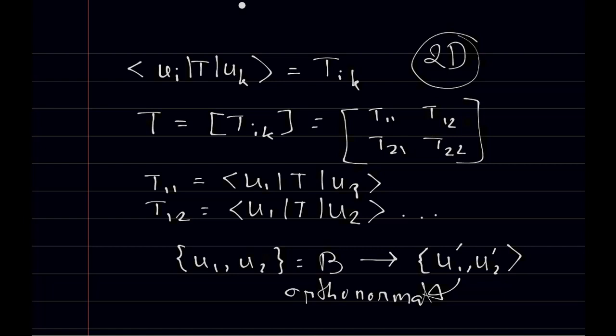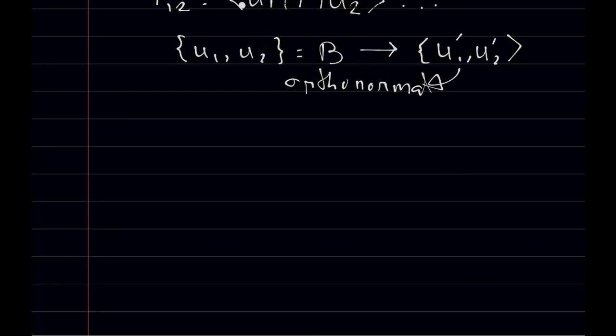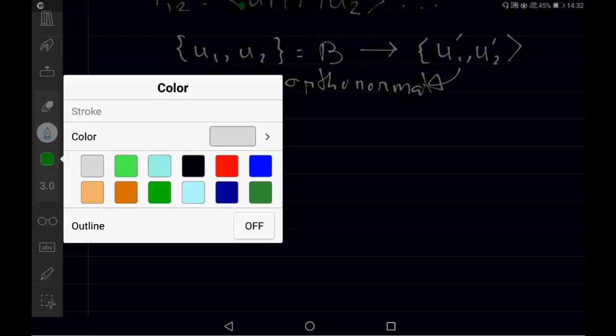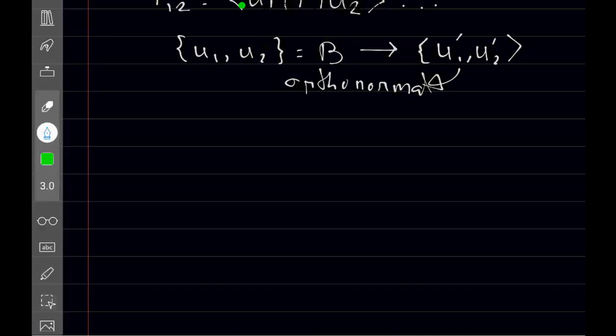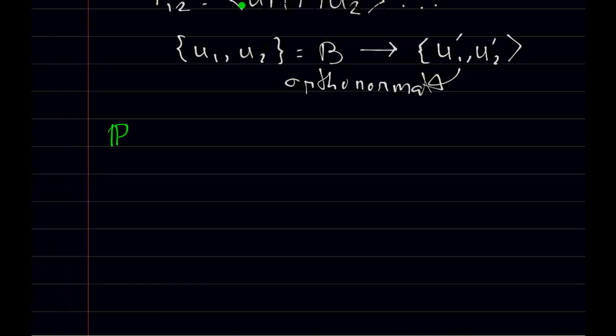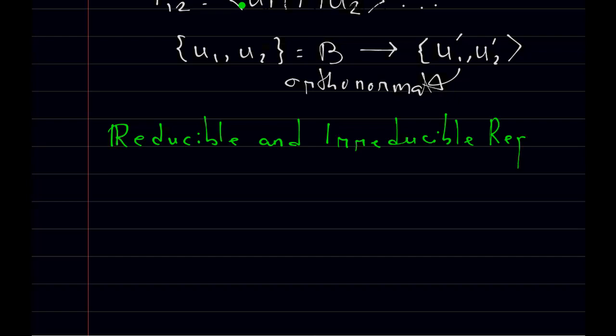Okay. So this is the end of what I wanted to say about linear vector spaces, and now we jump to our group ideas. So now we will talk about reducible and irreducible representation in further detail. It's not a difficult concept, it's a very simple concept, and the concept goes as follows.